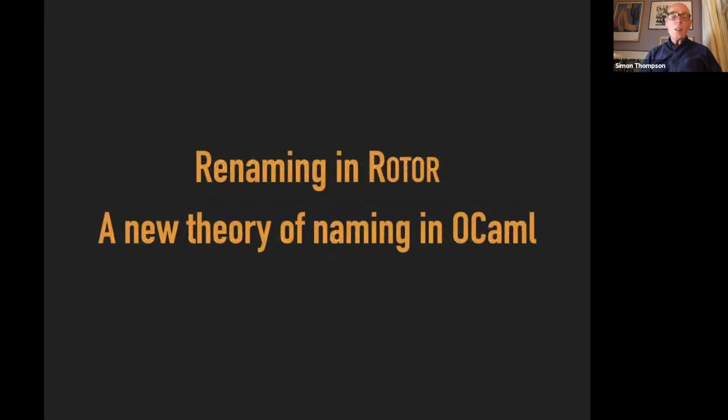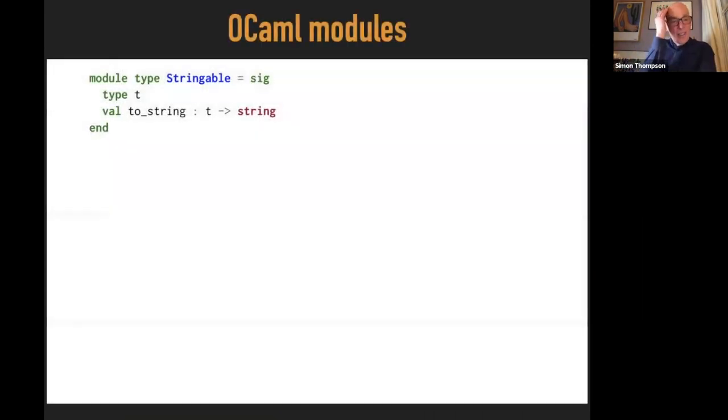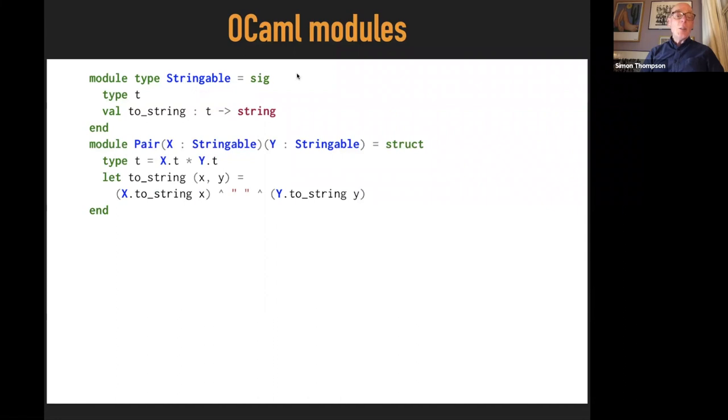But let's talk a bit about Rotor and let's talk about OCaml. And let's look at some code. So OCaml has signatures. Here we see a signature, which we call Stringable. It's a signature that says you can go from type T to a string. And here we've got an example where we can take two stringable things, X is stringable, Y is stringable, and we produce a pair of stringable things, and they are themselves stringable.